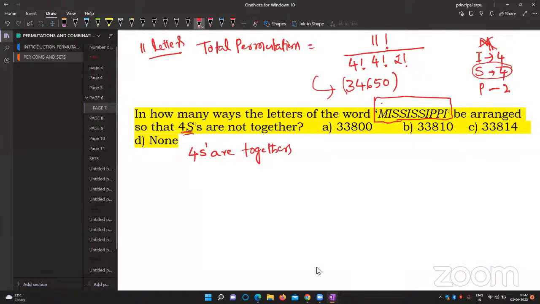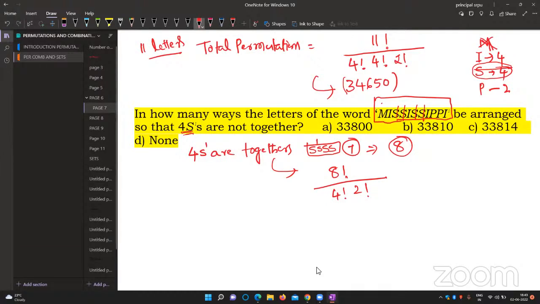This is very simple logic. The 4 S's that are together I'll take as 1 letter. Remaining, leave the 4 S's here. How many are remaining? 1, 2, 3, 4, 5, 6, 7 letters. 7 plus the 4 S's together as 1 makes 8 letters. So totally 8 letters: 8 factorial, with the 4 S's together, divided by the repeated letters. Repeated again: I is 4 times, so 4 factorial, and P is 2 times, so 2 factorial.